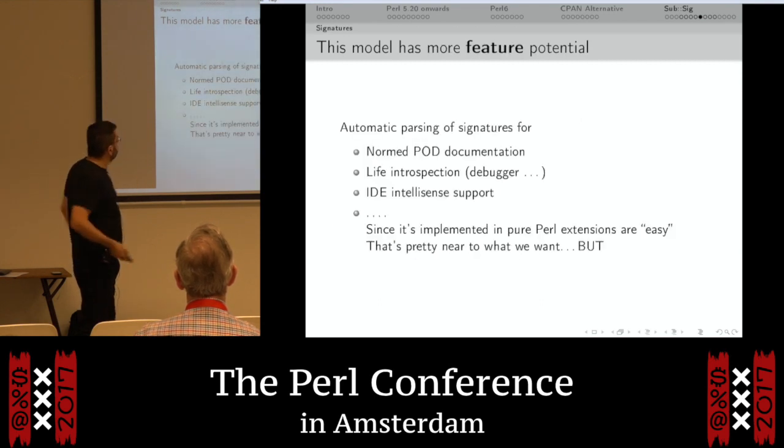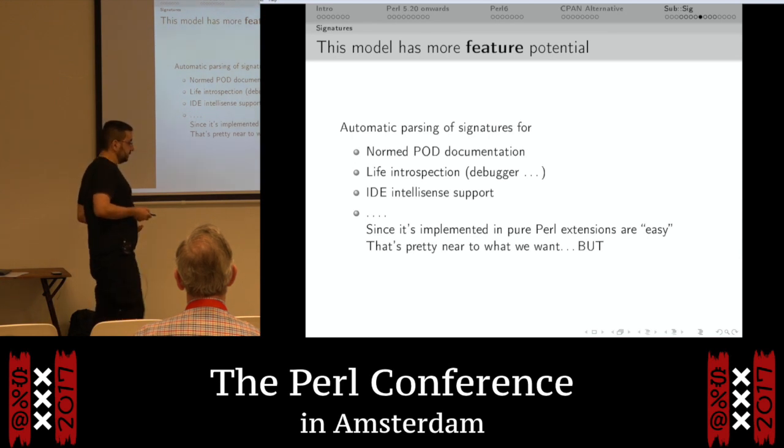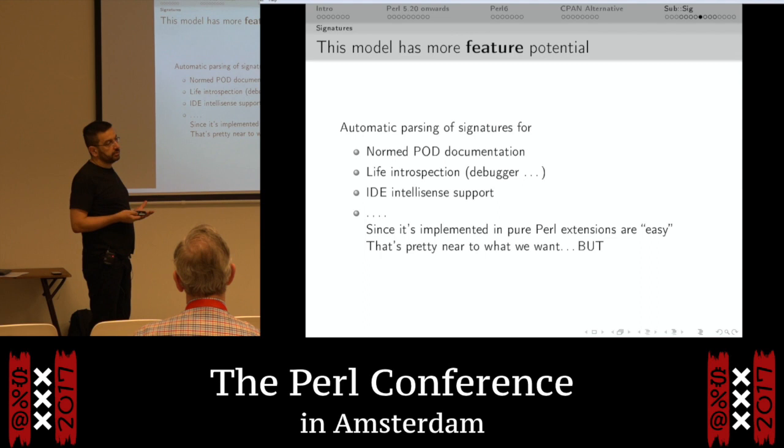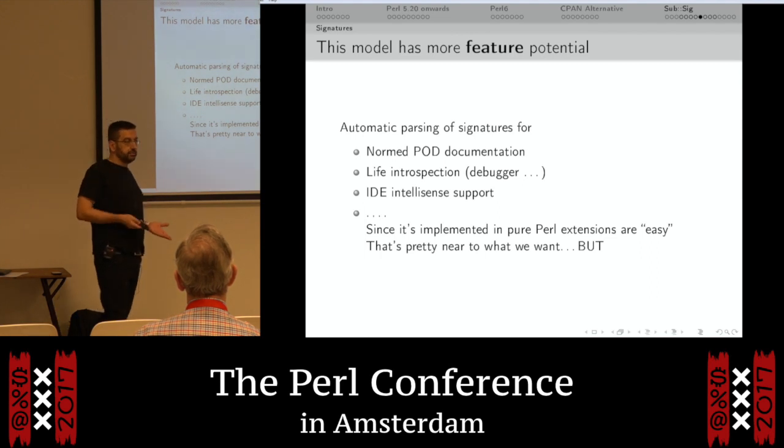But beyond this, if we wanted, and these are some things that I really like to have, is automatic creation of pod documentation. If I have a function already with a signature, why not generate a normed way to see in the pod how the function is called?